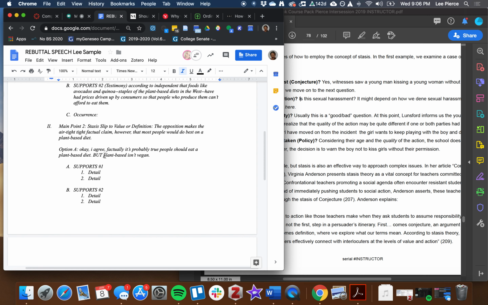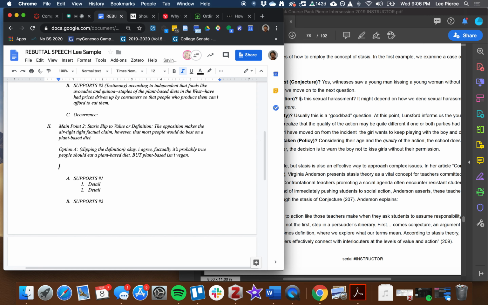So that would be option 1, is to slip the definition. You need to point out, hey, y'all are making a real funky definition claim here because you're using plant-based as synonymous with veganism, but it's not the same thing. So that would be slipping the definition. You can't win the claim of fact because plant-based diets are factually the best. So you slip to definition.